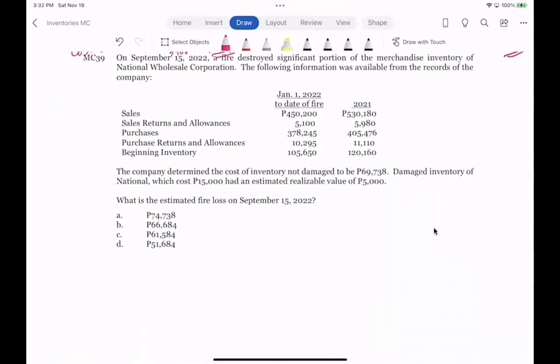Okay, proceed to MC 39. On September 15, 2022, a fire destroyed a significant portion of the warehouse inventory of National Wholesale Corporation. The following information was available from the records of the company. The company determined the cost of inventory not damaged, stated at cost, to be 69,738. Damaged inventory of National, which cost 15,000, has an estimated realizable value of 5,000.